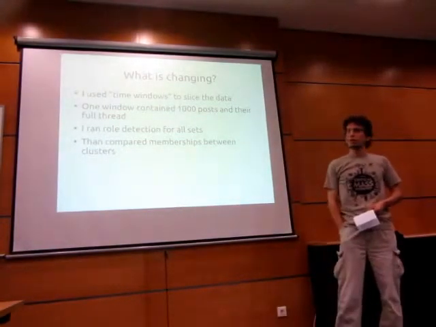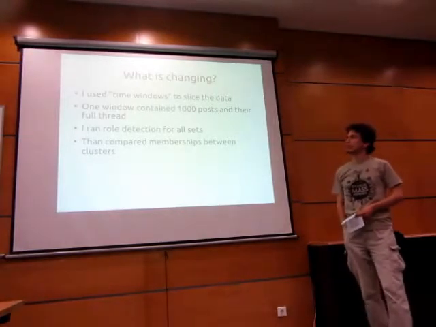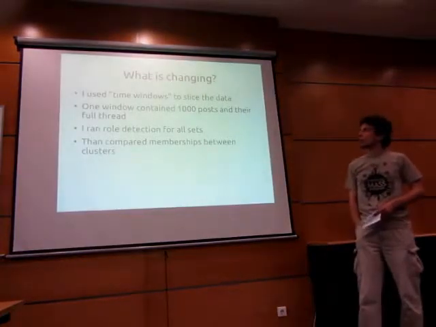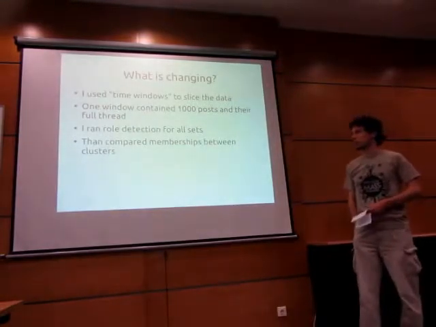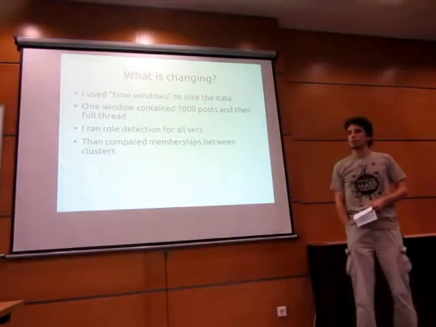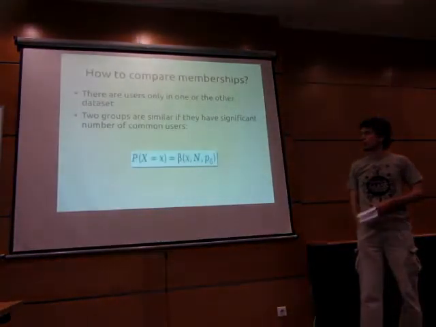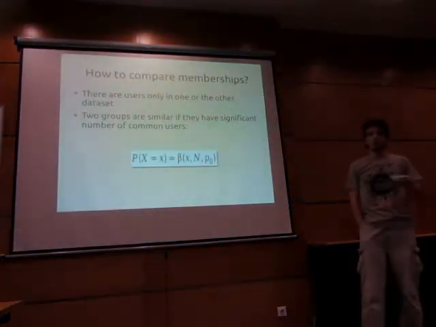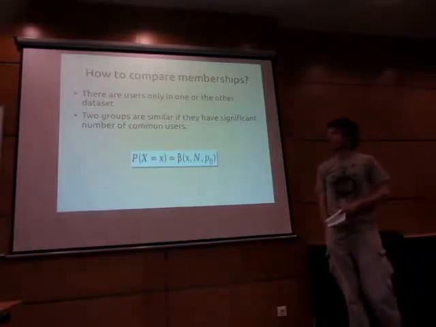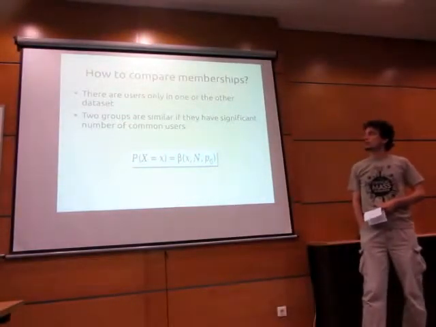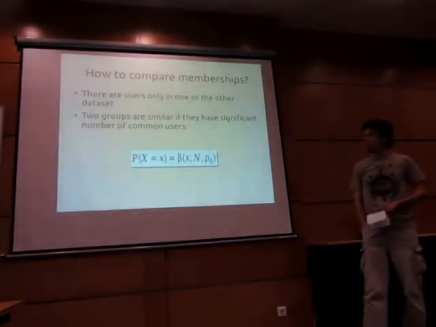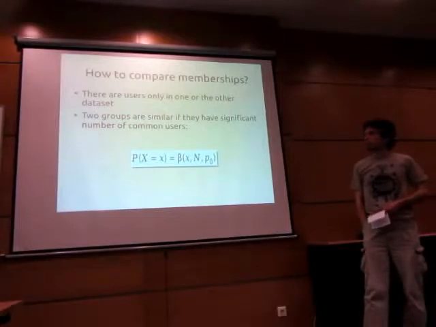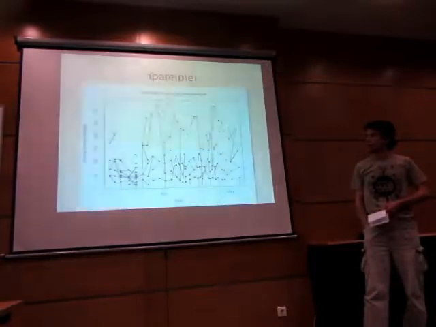So for the change, I used time windows. One window contains 100 posts, so it is not exactly time windows, and I extended it back to the full thread. Then I detected and searched for the user roles and tried to link the clusters to each other by finding significant connections between them.